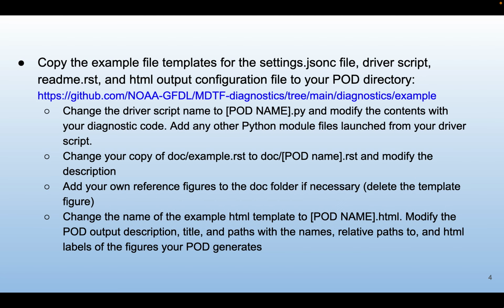You are going to modify your copy of the doc/example RST file to match your pod name and add a description of your pod. You can go into a little detail of the science of your pod, add some references, consult the template for the information we would like, and proceed from there. You can add reference figures if you choose, but they are not required. Just be sure to delete the template figure if you have copied it over to your directory.